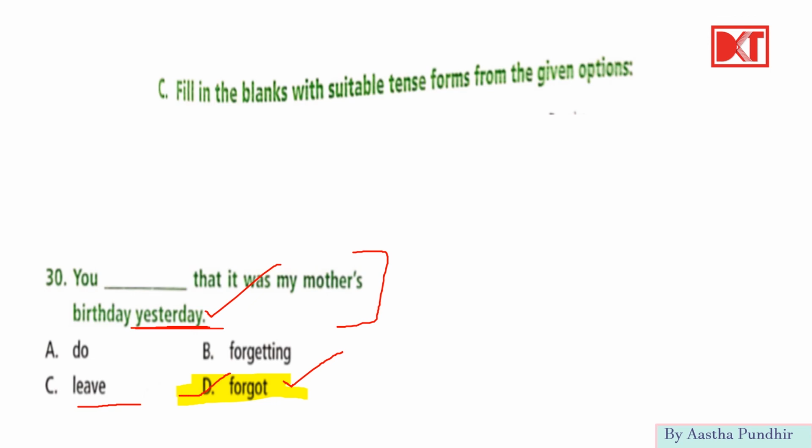And the other ones, A. Do, incorrect. C. Leave is also incorrect, and B. Forgetting. This is for continuous form, जो भी यहाँ पे suitable नहीं है. यहाँ पे हम simple past की एक action था जो complete हो चुका है. That's why it will be forgot. You forgot that it was my mother's birthday yesterday. All right, let's move on.